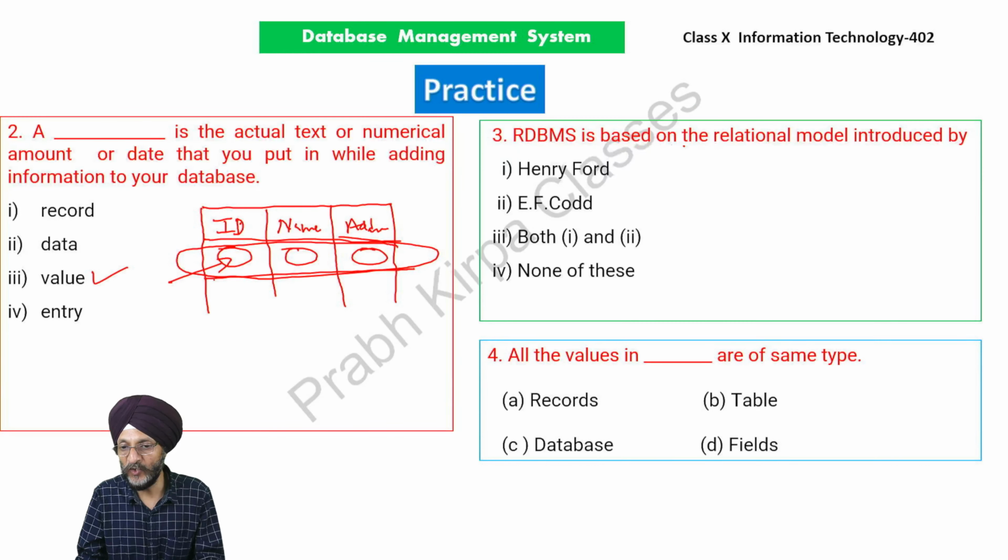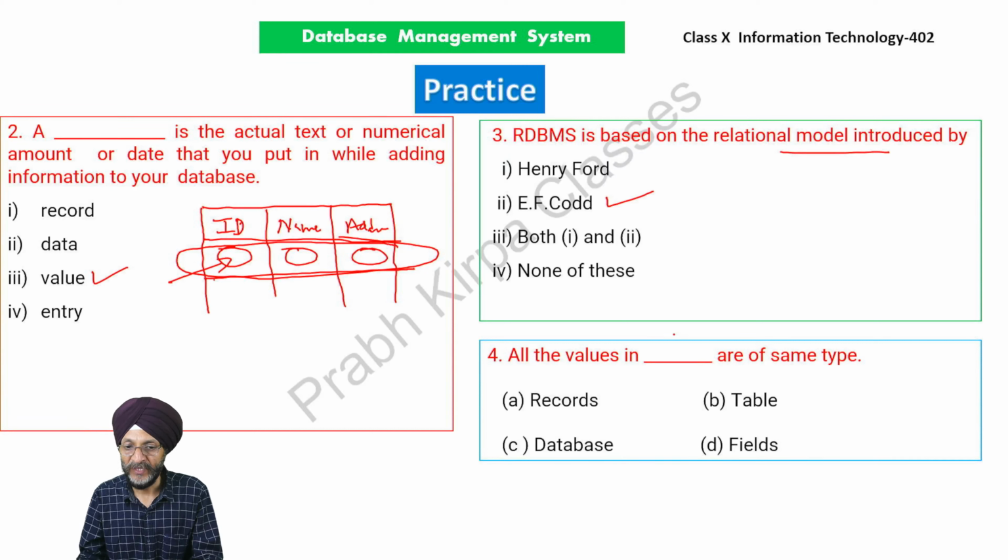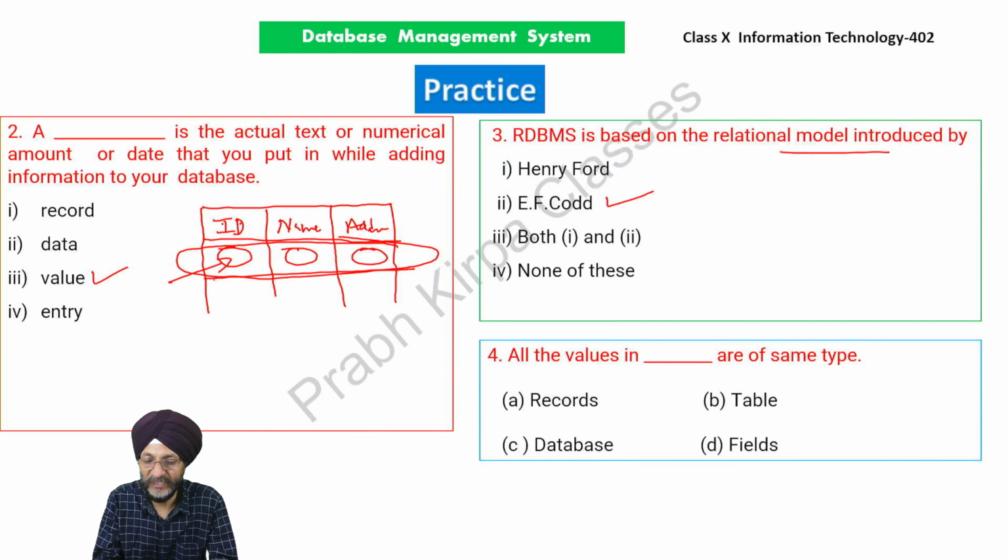RDBMS is based on the relational model which was introduced by E. F. Codd. All the values in dash are of same type. As you have seen that in case of employee ID, employee name and employee address, only one type of information is shown in any one particular column. In case of ID, only ID is there. It may be 001, 002. In case of name, it may be A, B, C, or D. So all these are fields or columns.